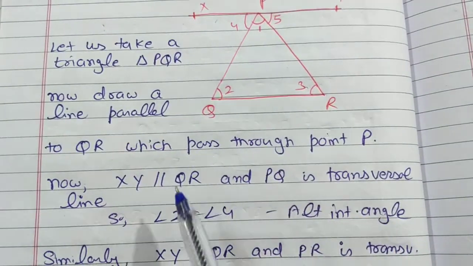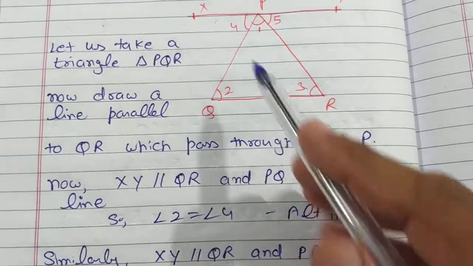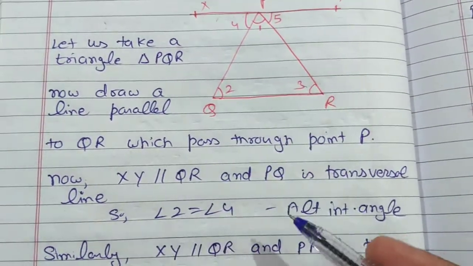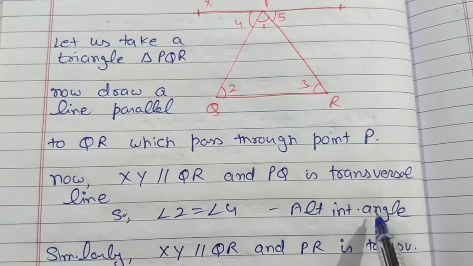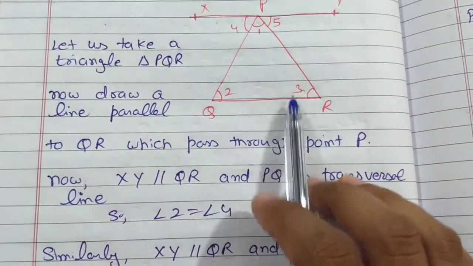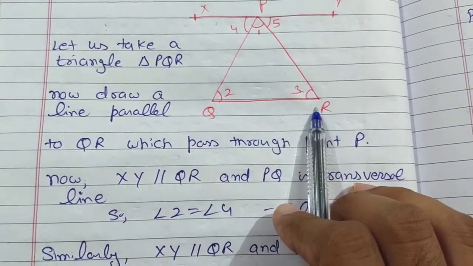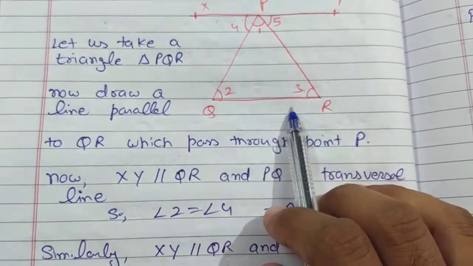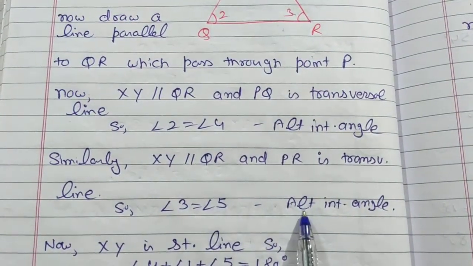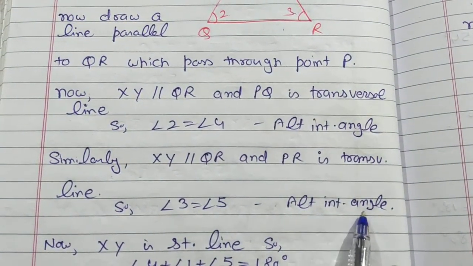So angle 2 is equal to angle 4, by what property? That is alternate interior angles. Now similarly, XY is parallel to QR and PR is a transverse line. Then angle 3 is equal to angle 5. By what property? This is also known as alternate interior angles.